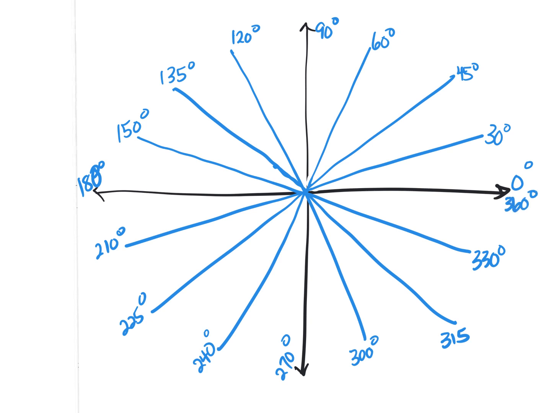Now, you see the pattern? It goes 30, 15, 15, 30, 30, 15, 15, 30, 30 degrees, 15 degrees, 15 degrees, 30 degrees, and so on and so forth, all the way around. Okay?